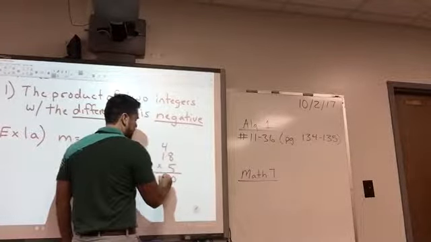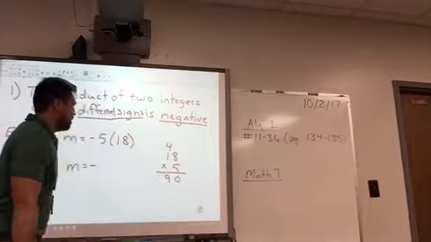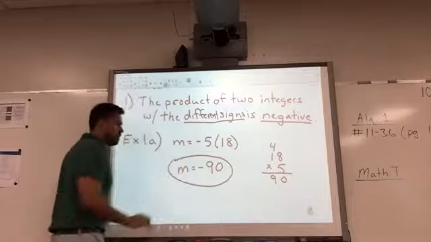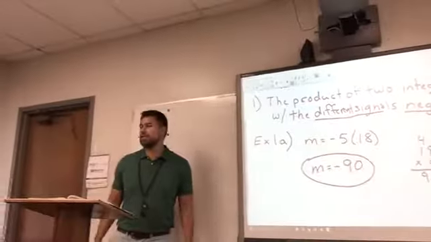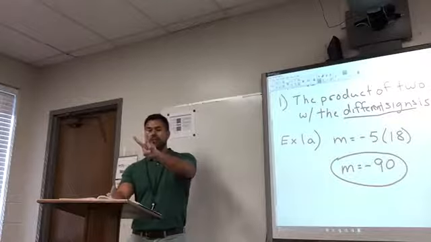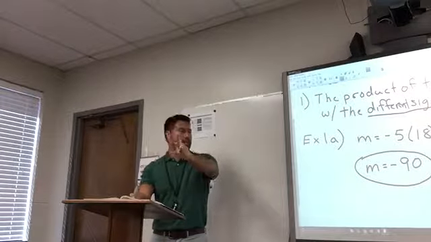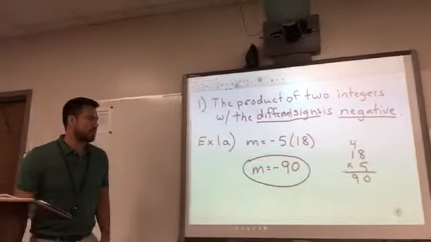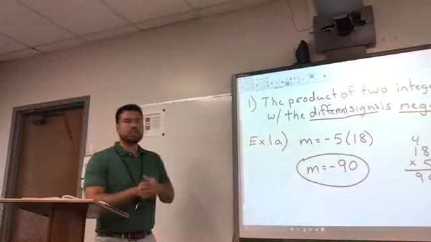So 40, 90. Okay, how many got negative 90? Or you would have gotten M equals negative 90. Okay, does that make sense? So, do you know how to multiply? I hope so. Do you know that opposite signs or different signs when you're multiplying give you a negative? And that's the first rule. That's the whole idea of that first rule of these problems.